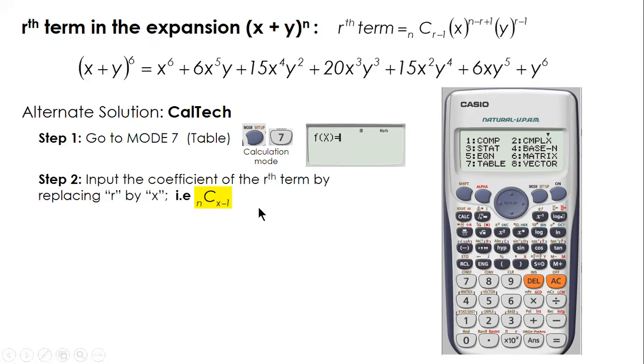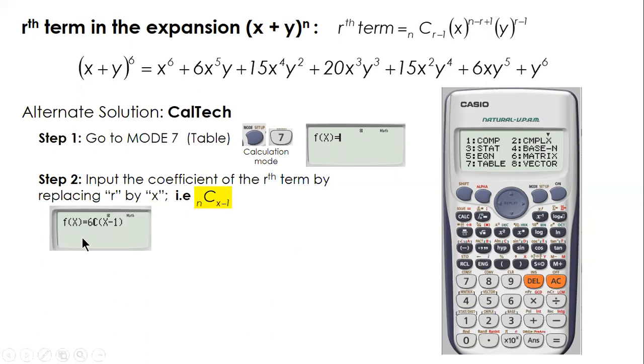So the next step is you input the coefficient of the R-th term because our problem is the coefficients. So input the coefficient of the R-th term, this one. But we have to replace R by X, because the function uses X. So we have to replace R by X. So our screen will look like this.